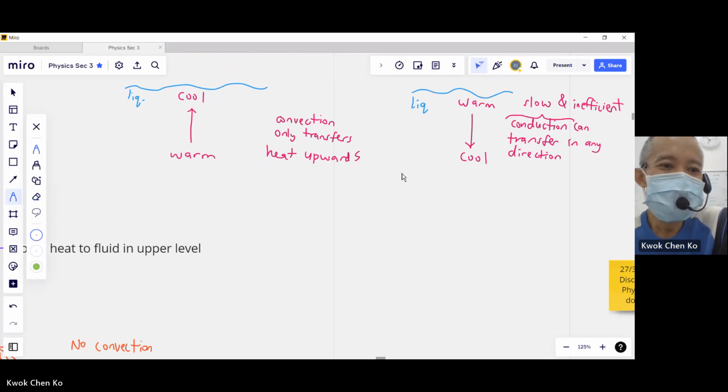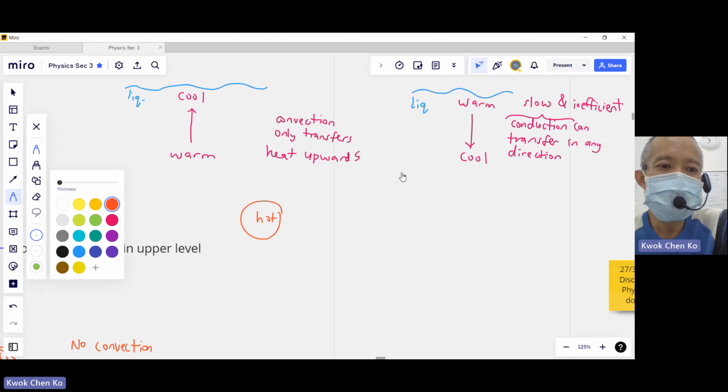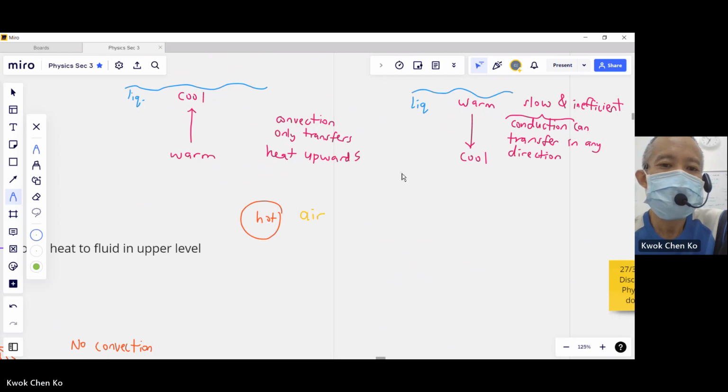Lastly, what if I have this case here? I have a hot object. I have a hot ball over here, and surrounding the hot ball is air. Hot ball to air. First identify the direction. Of course, I would assume the surrounding air is quite cool, so heat transfer occurs in all directions.